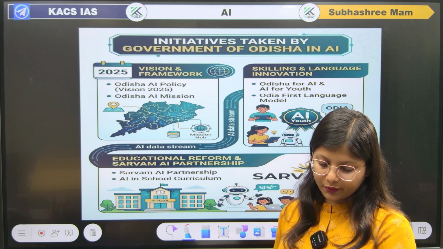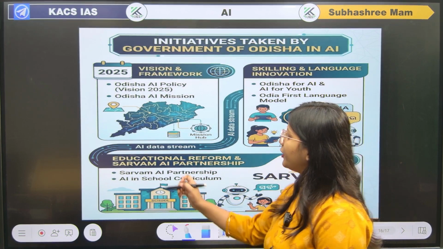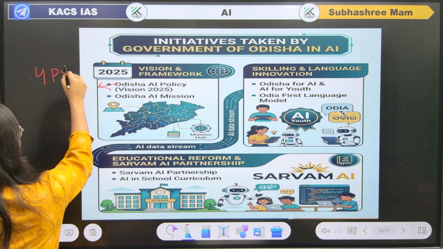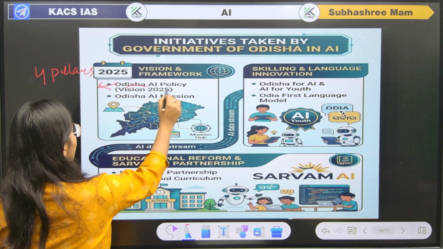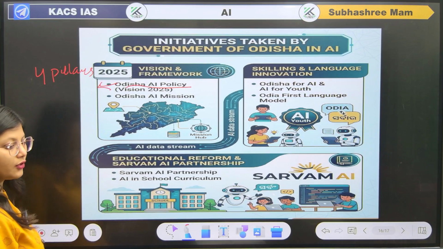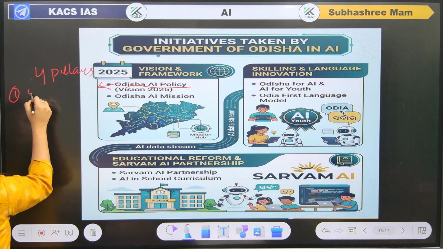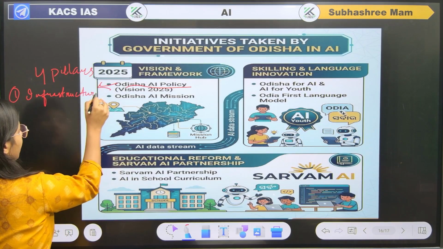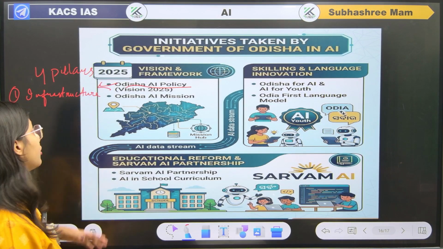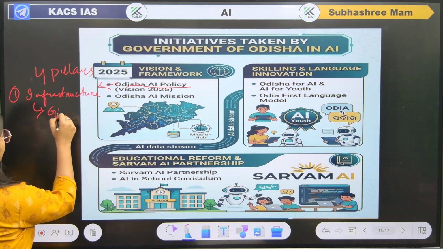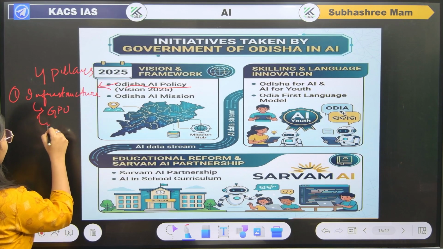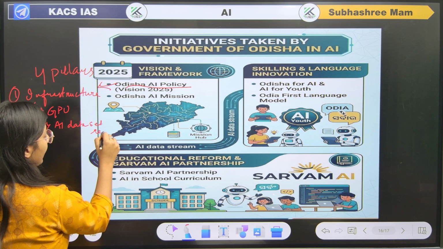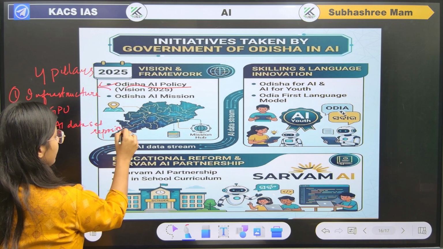Now there are 4 pillars of it. 4 pillars of the Odisha AI Policy 2025. The first pillar is infrastructure. What it does is provide GPU vendors or an AI dataset repository like AI Kosh. Okay, dataset repository.